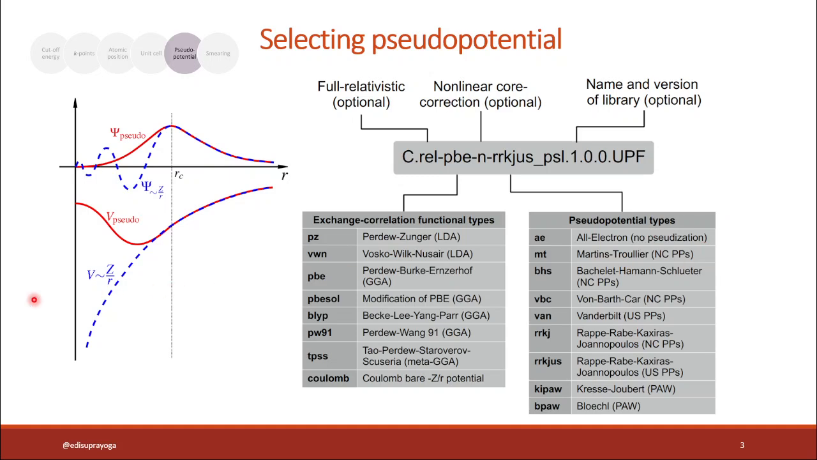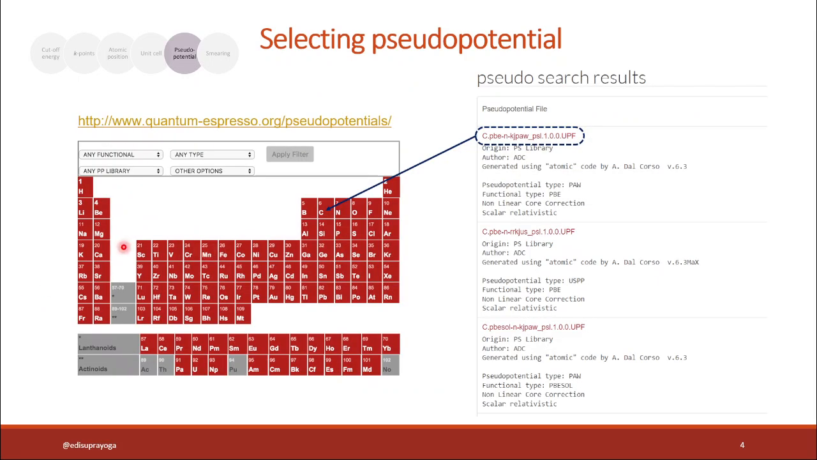atom before calculating. And the main library of pseudopotential files is the PS library, which includes the scalar relativistic and fully relativistic ultrasoft pseudopotentials, and also PAW datasets for many elements. You can download each pseudopotential file from this link.